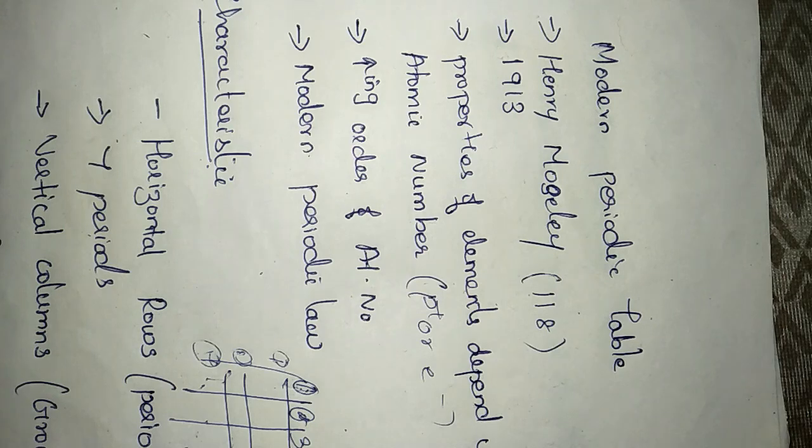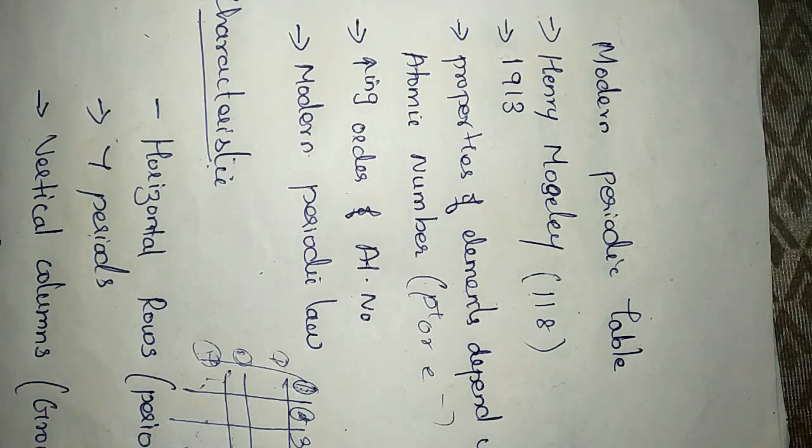This classification is called what? Triads. How many triads could he make? 3 triads, isn't it? 3 groups, each group with 3 elements of the same physical and chemical properties, hence the name triads. But he couldn't do the same for the upcoming elements.